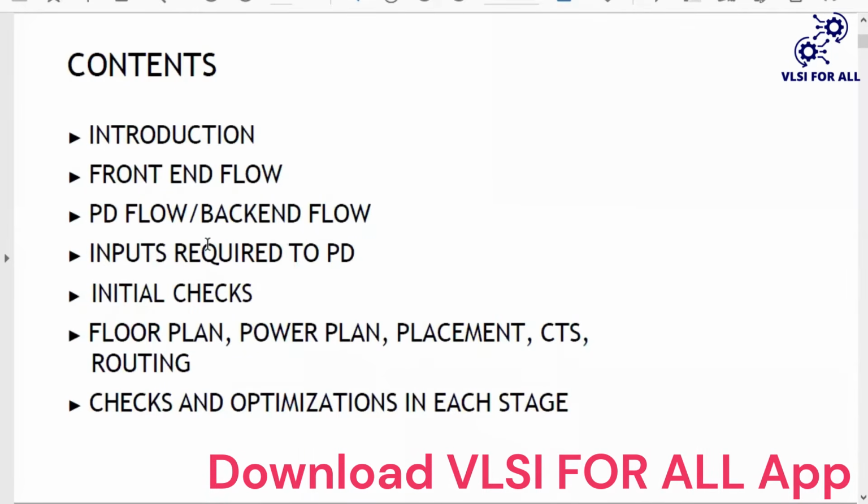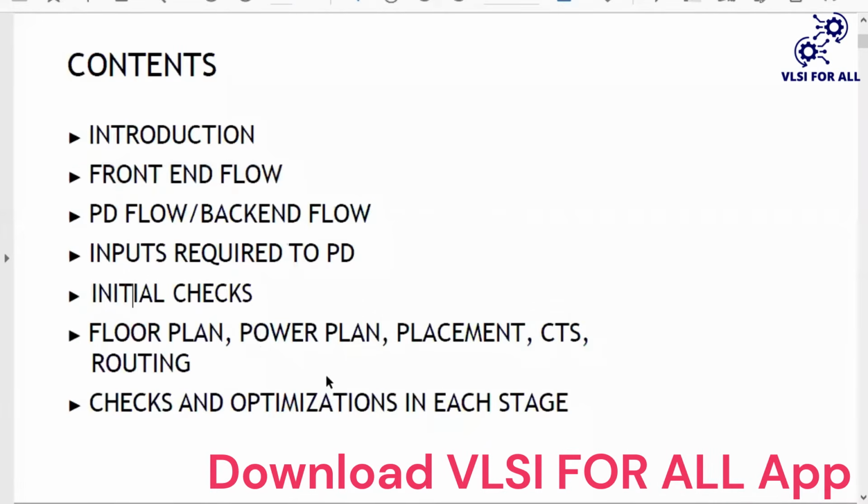And next is the inputs required for PD, whatever we explain in the PD topics. What all is required in the PD inputs? What are the front end outputs? Why do we need them as inputs of PD? Then the initial checks of floor plan, power plan, placement, CTS, routing, then checks and optimization of each stage.